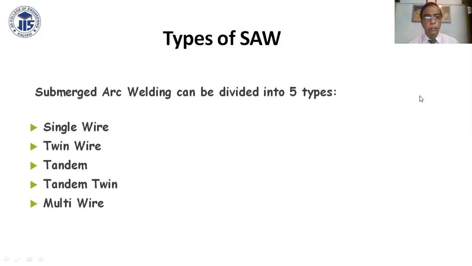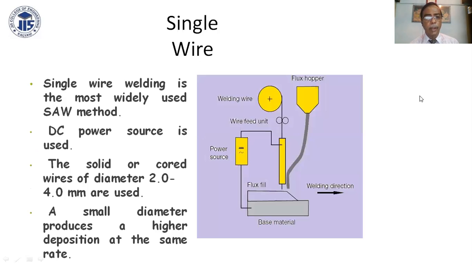Types of SAW: submerged arc welding can be divided into types: single wire, twin wire, tandem twin, multi wire. I'll show you first the single wire. Single wire welding is the most widely used submerged arc welding method. DC power source is used. This is the flux, this is the wire coming, this is the power source, and this is the filled area, flux filled. This is the base metal, welding reactions, and welding wire reel. This is the wire reel and wire feed unit.